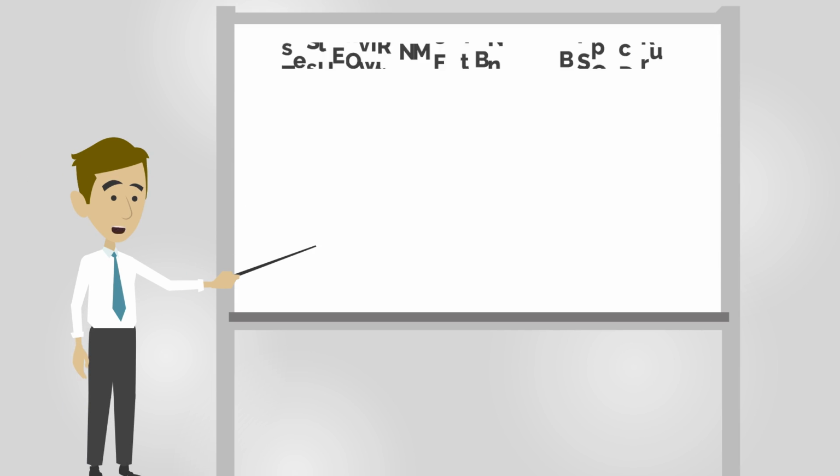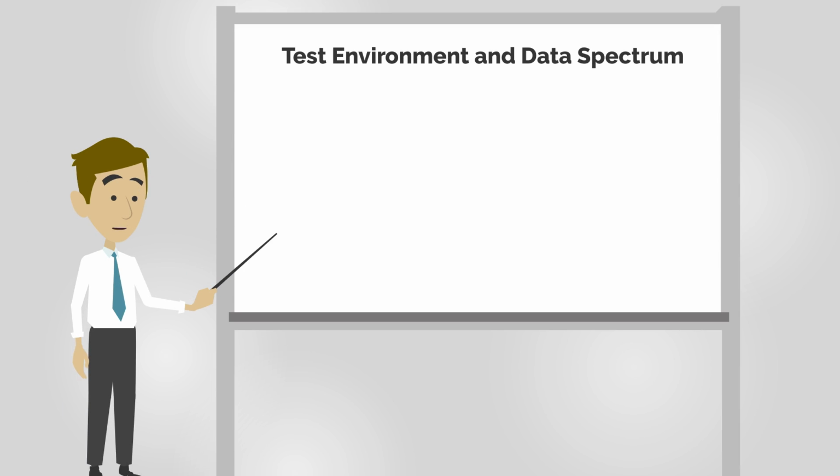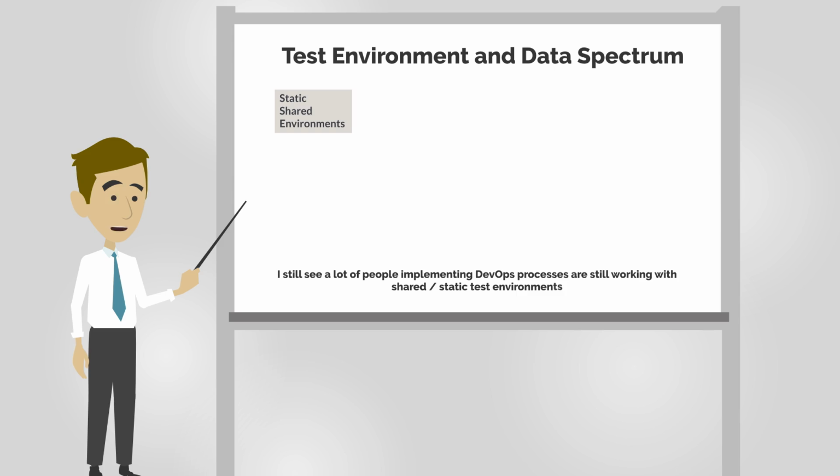Let's take a look at the spectrum of test environment and data situations. At one end, we have the good old static shared environments that are created and seem to persist forever. And I still see a lot of people implementing DevOps processes and are still working with shared static environments. I've added stale to that because by their very nature, the data in these environments often becomes stale over time.